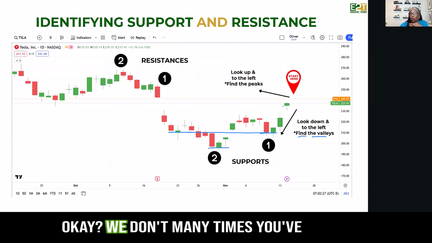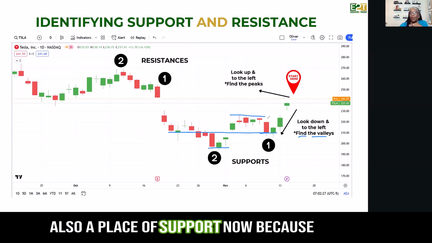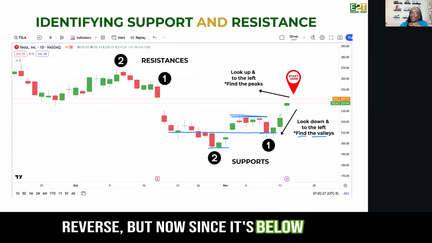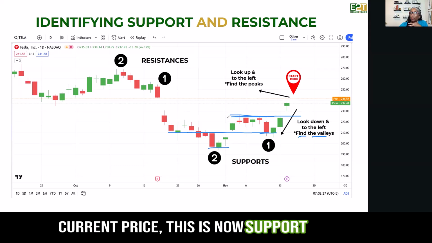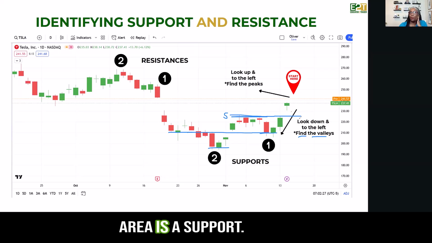Many times people don't look in here, but I do. This is also a place of support, because it's a place where price went up and reversed, but now since it's below current price, this is now support also. From where current price is, this area is a support.